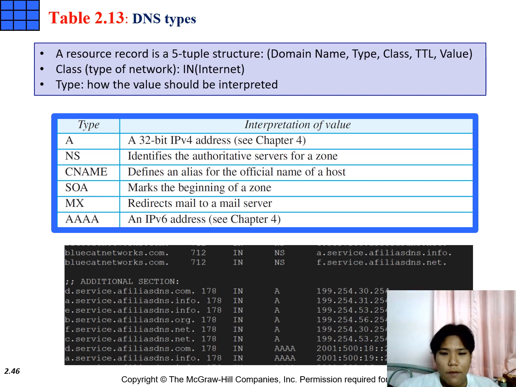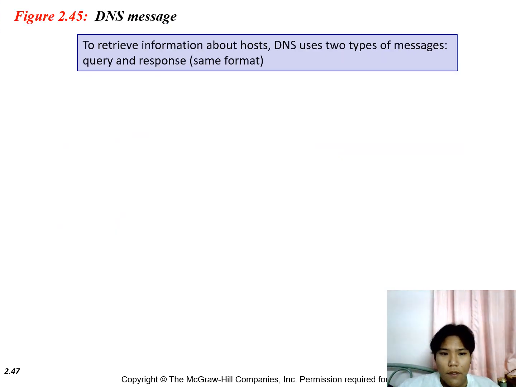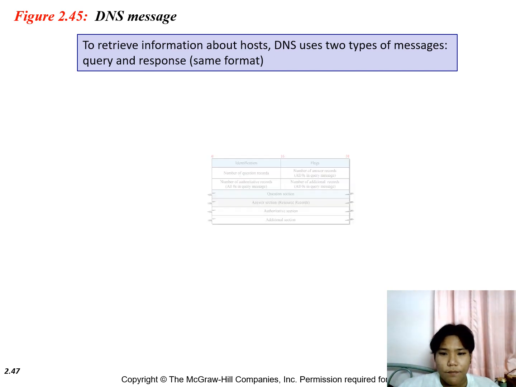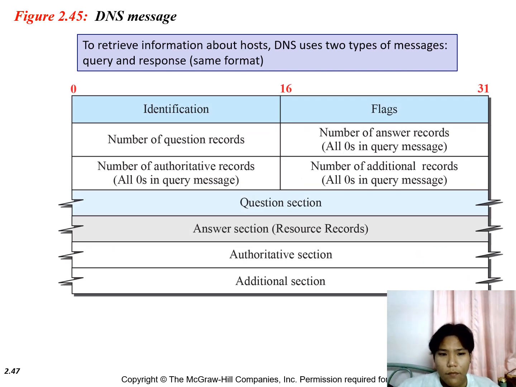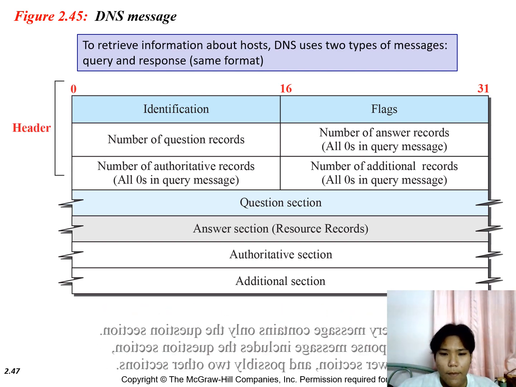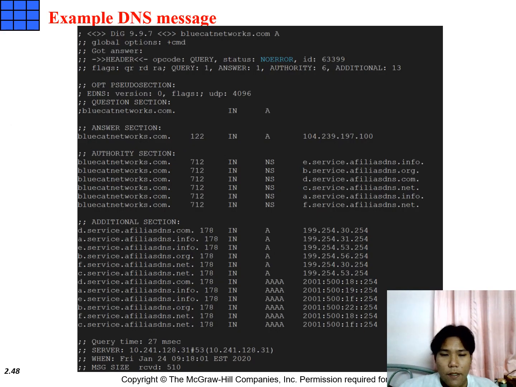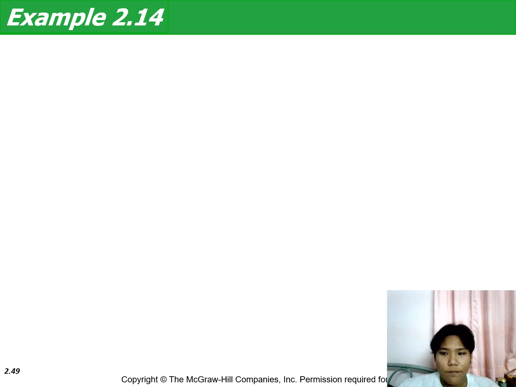DNS types. So this is a DNS type. DNS message. To retrieve information about hosts, DNS uses two types of messages, query and response. Same format. This is the example.